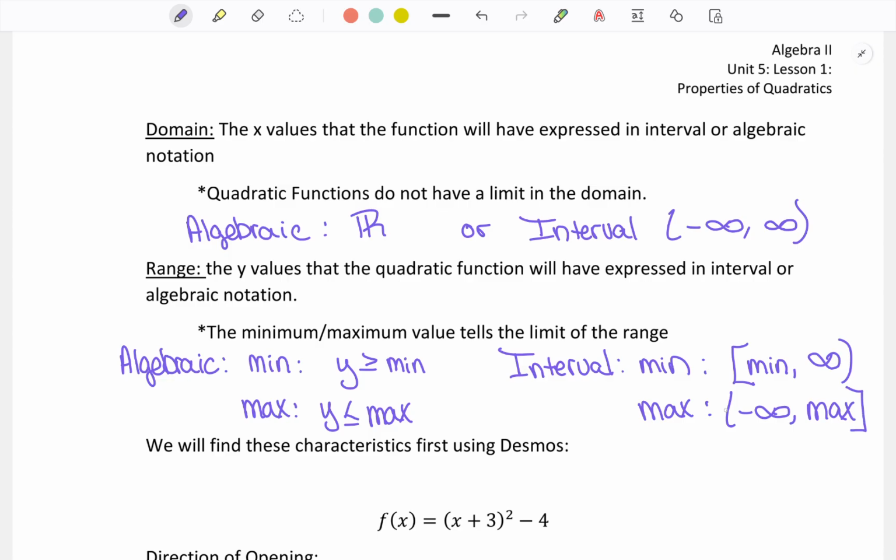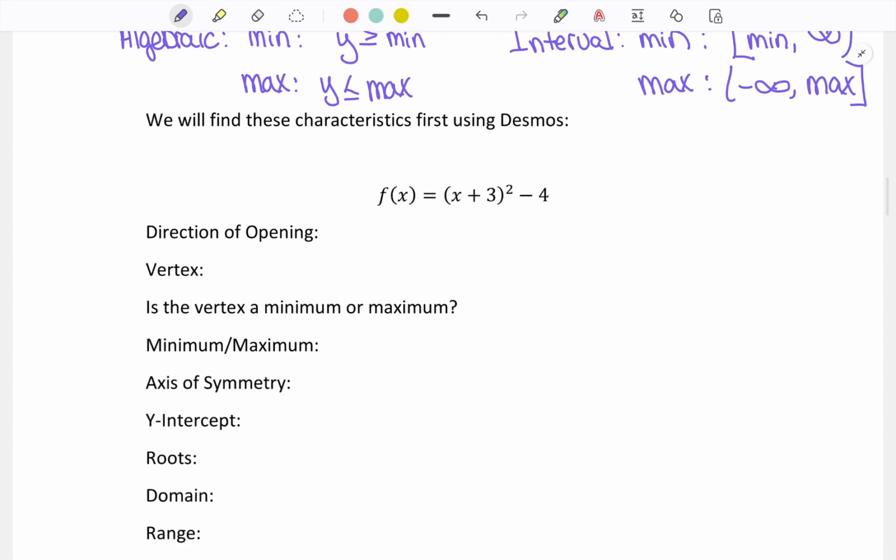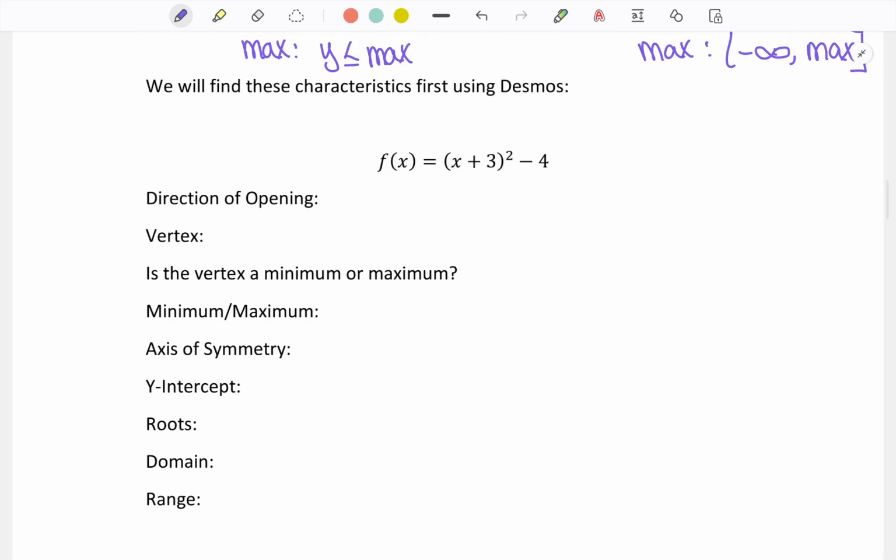And anytime you put a number anywhere in the interval with a quadratic, you should go ahead and put that bracket on there, because you can touch the value. Okay, so now that we've talked about what all these things are, let's go ahead and take a look at these in Desmos.